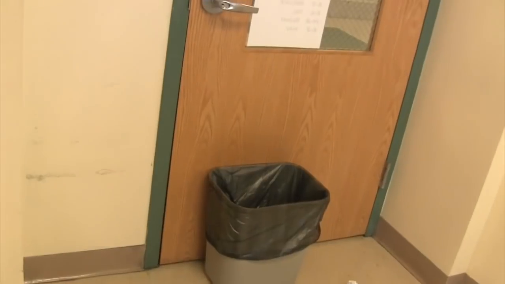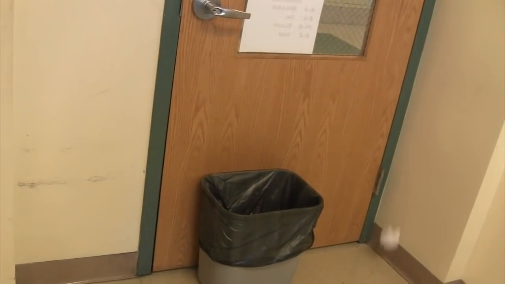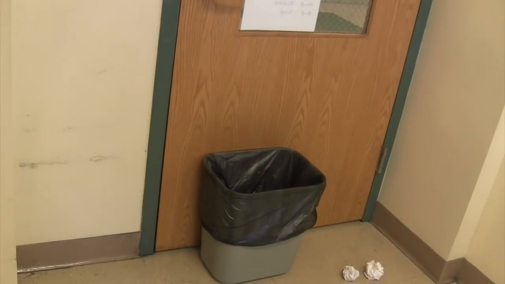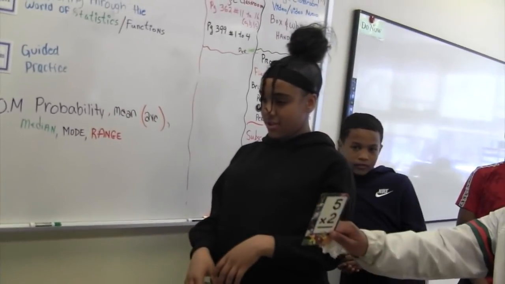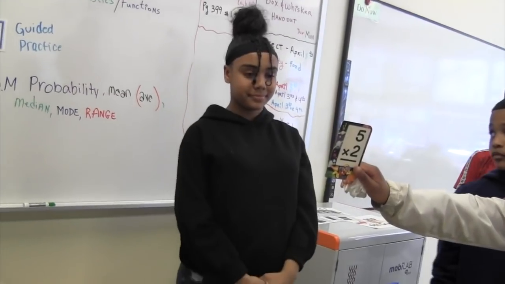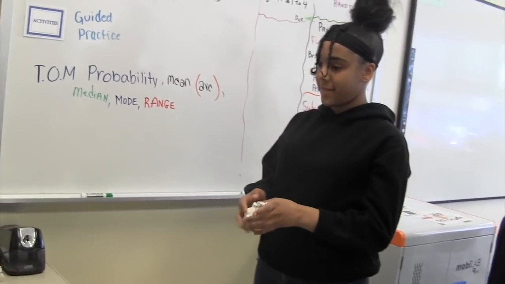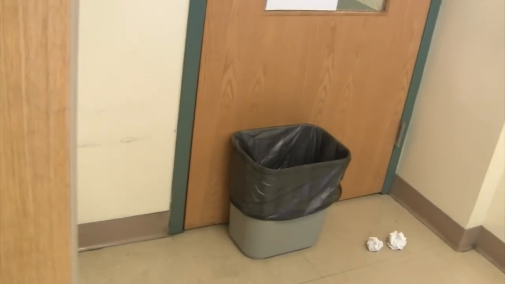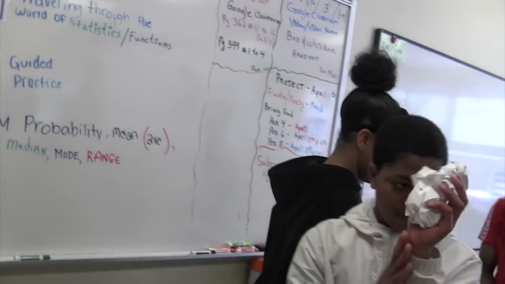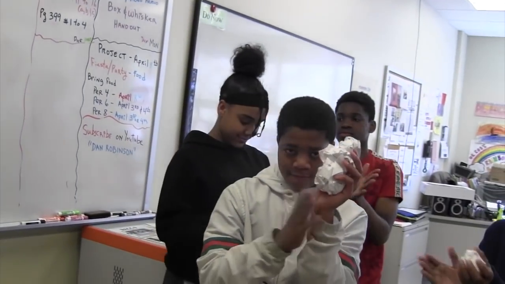All right, go ahead, Aja. She gets one more try. One more try. Wait, I gotta do it. What did you get? 54. Okay. Cash. She made it. Congratulations. Give a hand clap. Nice game.